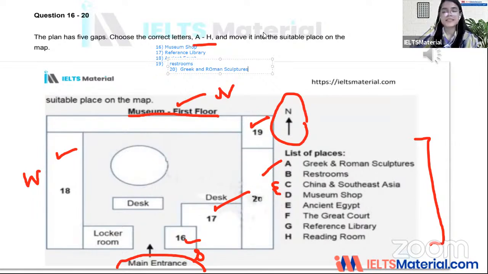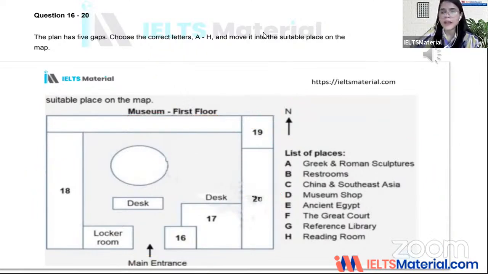Of course, this is something that requires a lot of practice, students. I do understand that. Tips and tricks do help you, but don't forget to practice from your own end so that you don't feel anxious, you don't feel nervous while doing a map labeling. I hope I've made it a bit easier for you, a bit clearer than before.